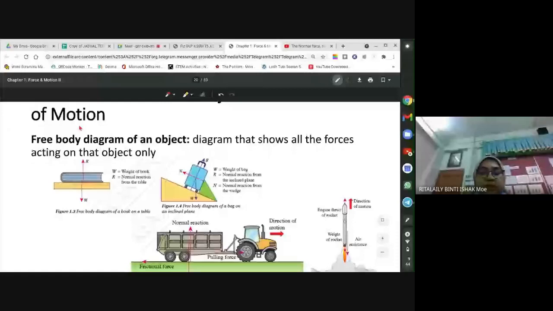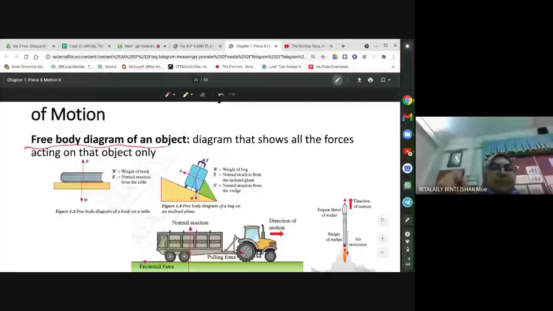When the object is moving, either in constant velocity or acceleration, to determine the forces that act on the object, we draw what we call a free body diagram. The free body diagram is a diagram that shows all the forces acting on the object. We have discussed this earlier.